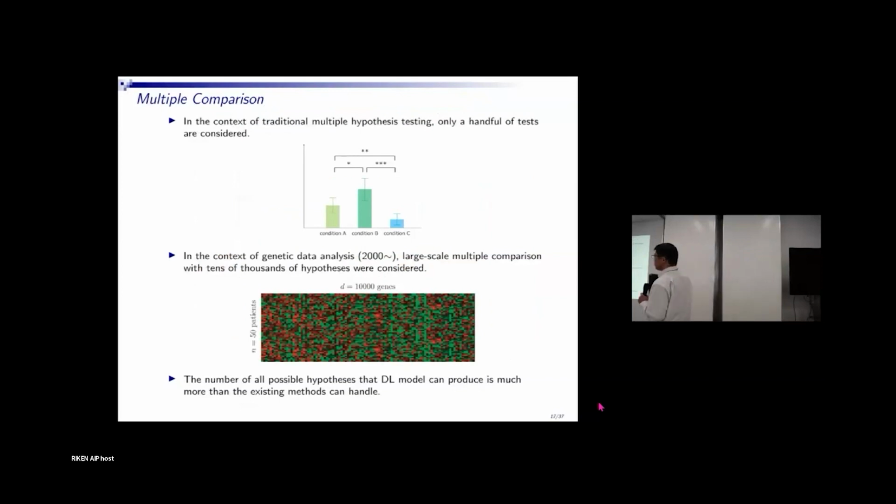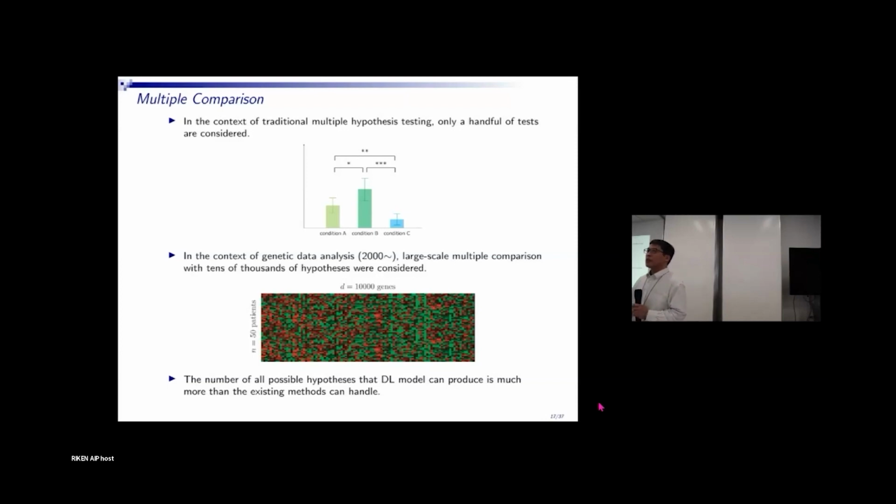So if you are somewhat familiar with multiple comparison, this is like a traditional problem. But in the context of traditional multiple hypothesis testing, only a handful of tests are considered. Something like we are now conducting 3 tests, so therefore we have to correct the multiple comparison issue. In the context of genetic data analysis, starting from around 2000, many people started to think about the large-scale multiple comparison problem with tens of thousands of hypotheses.